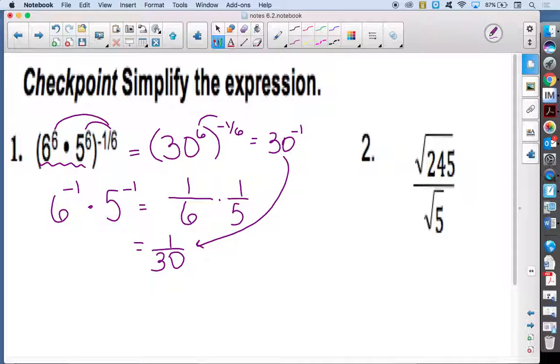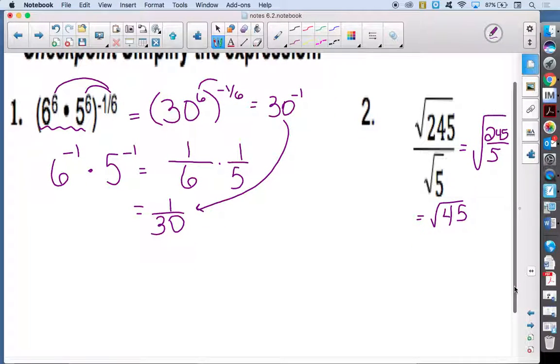Number 2, we have the square root of 245 divided by the square root of 5. Ethan? I put the square root around 245 over 5. Yeah, so the entire square root, because they're both square roots, and then when you divide, you get 49. What is the square root of 49? 7. Good. Questions? Yeah, there's multiple ways. Did you rationalize it, top and bottom? Yeah.